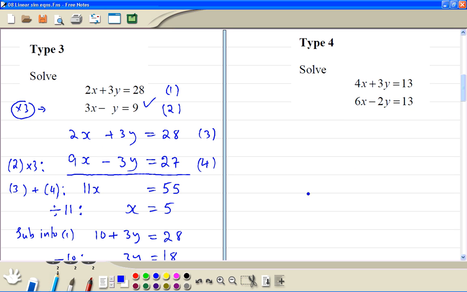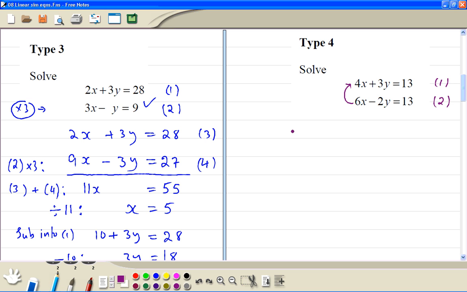Type 4. Coefficients don't match, and it's not simple to just multiply one equation. So we have to do something else. So we call this equation 1, equation 2. What we do, we multiply equation 1 by the coefficient of x here. So we can multiply this top equation by 6.